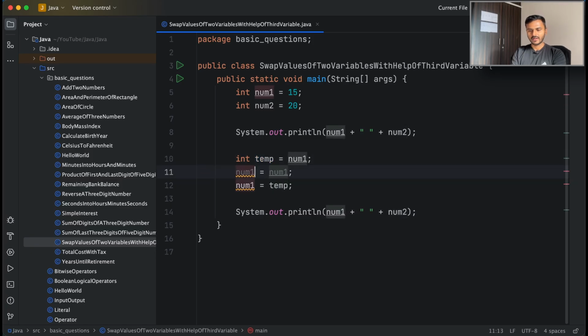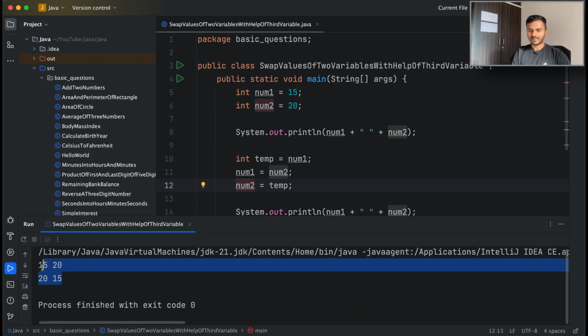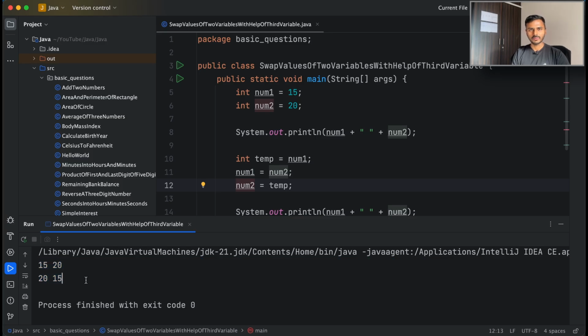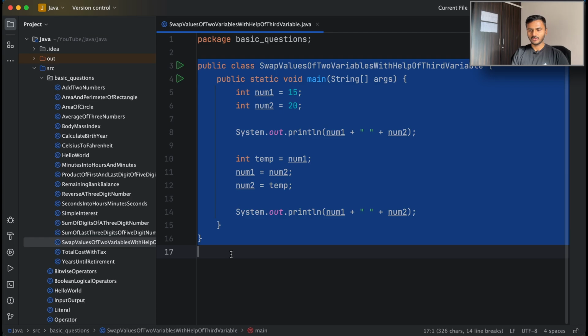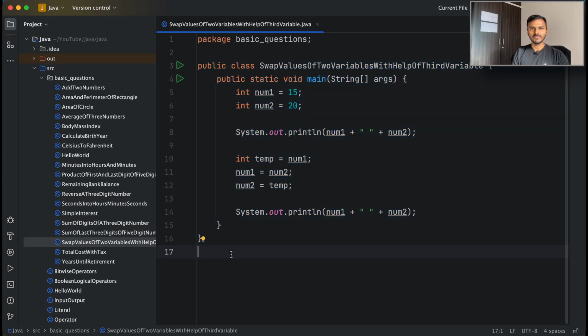It will be num1 is equal to num2 over here. And now you already have replaced the value of num1 with whatever was there in num2. So here is the turn of num2 to be assigned the value that was originally in num1. So if I run the code, I expect to get the same output, and we are getting the same output. So this is how you can swap the values of two variables with the help of a third variable.